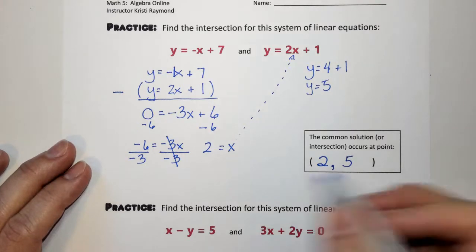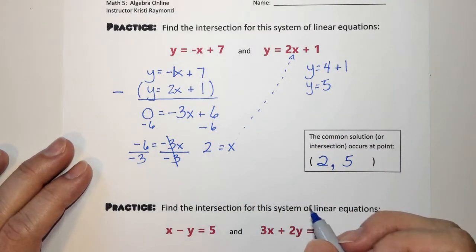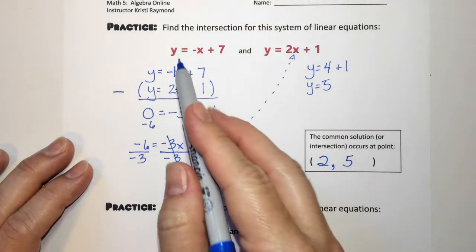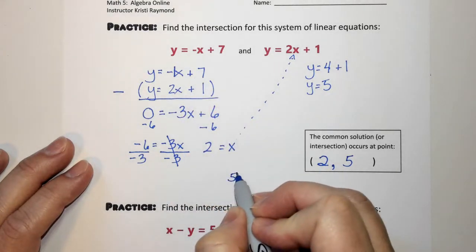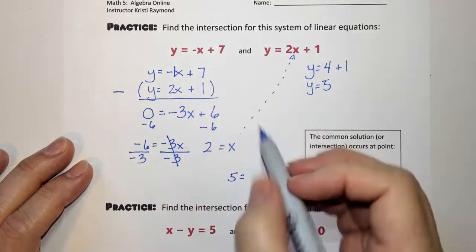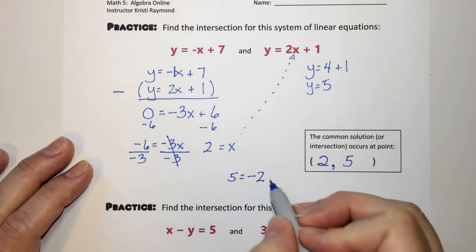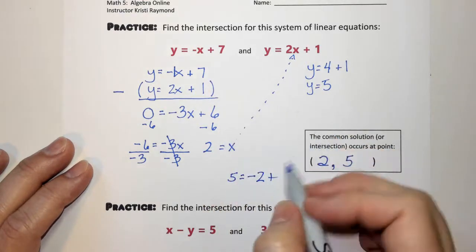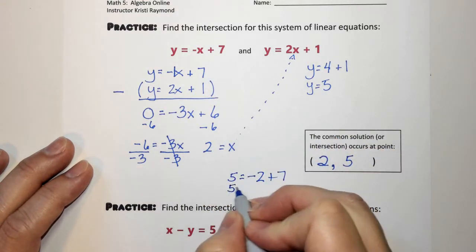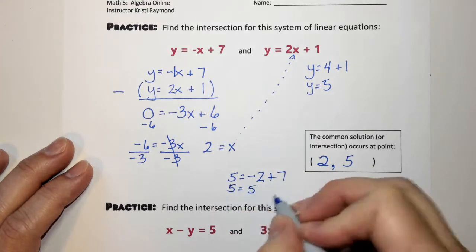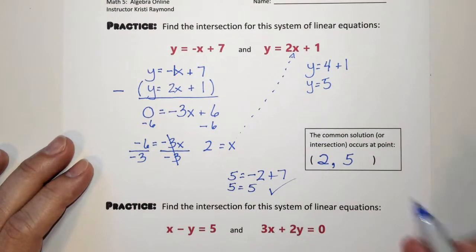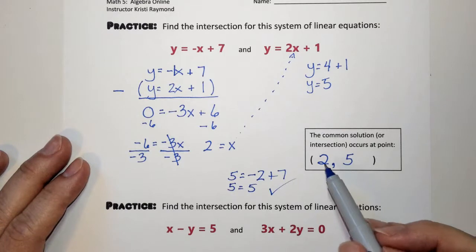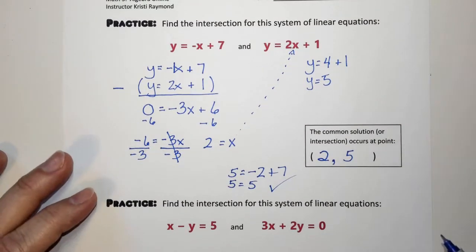And how can you be sure? Plug it into either equation and make sure that both sides are equal. All right, let's plug it into this one here. Y will be 5 equals negative 2 plus 7. Let's see. 5 equals 7 minus 2, 5. We got it right. This is 100% certain that 2, 5 is the point of intersection.